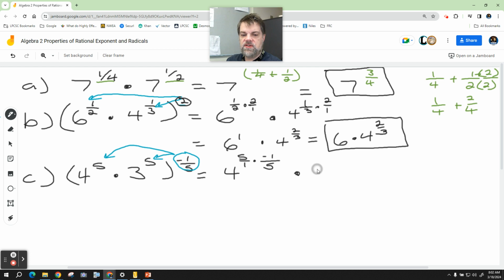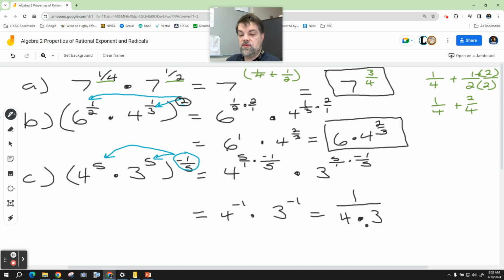And so I've got 4 raised to the 5th, but I'm going to say 5/1 times negative 1/5, times 3 raised to the 5th, or 5 over 1, times negative 1 over 5. Well, this just becomes 4 to the negative 1, and this just becomes 3 to the negative 1, right? So remember, one property we could use is we could just say 1 over 4 to the first power times 3 to the first power. So remember that property, if we have a negative exponent, we could toss it down to the bottom of a fraction and it becomes positive.